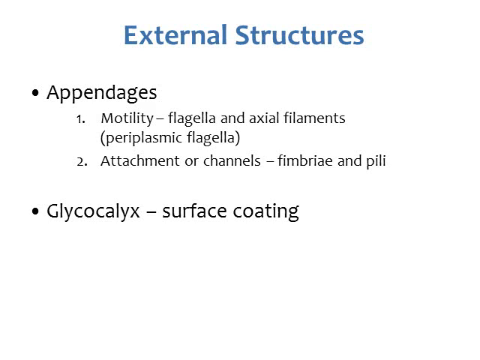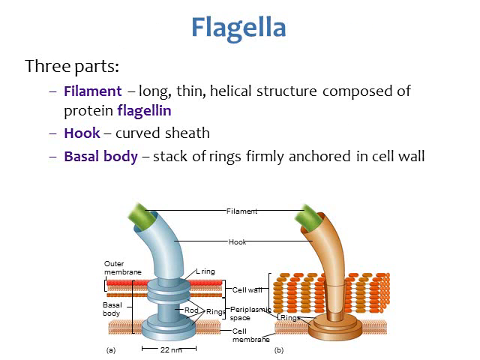Some appendages are used for motility. These include the flagella, axial filaments, and we'll look at what's the periplasmic flagella. So those are used for motility, or to help that cell move through the environment. Other appendages are used for attachment to different surfaces, or they can function as channels to exchange genetic information. And these are going to include the fimbriae and the pili. In addition to the different types of appendages, you can have a glycocalyx, which is a surface coating. So we'll look at the appendages first.